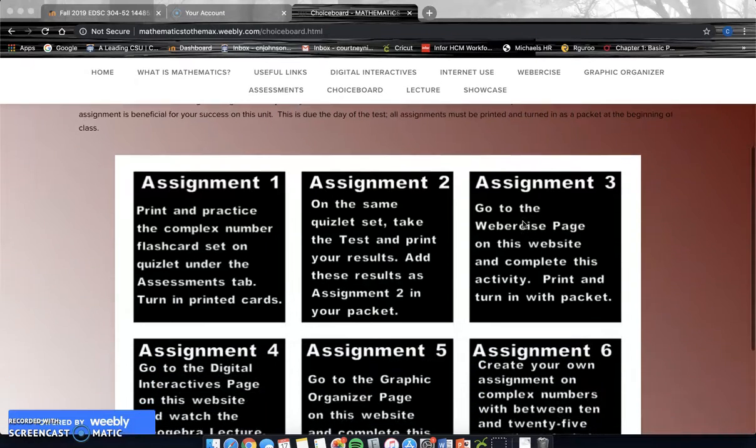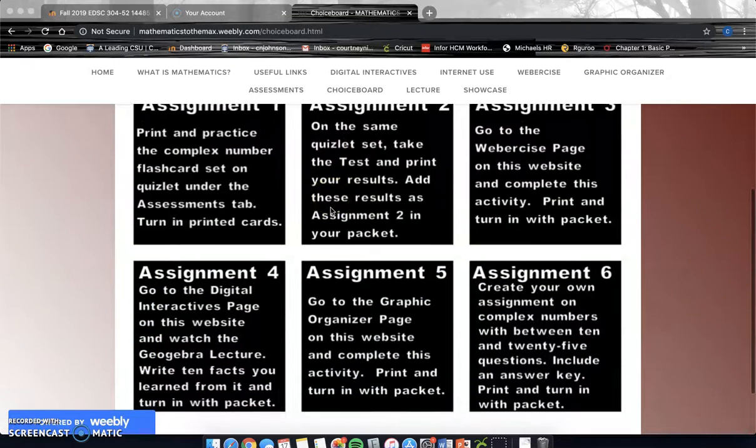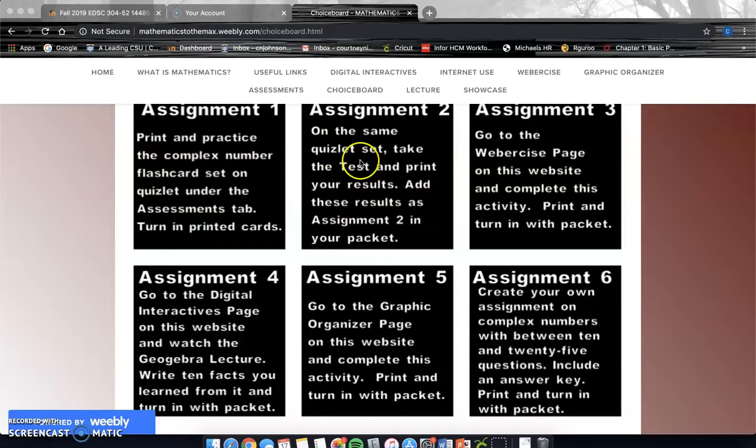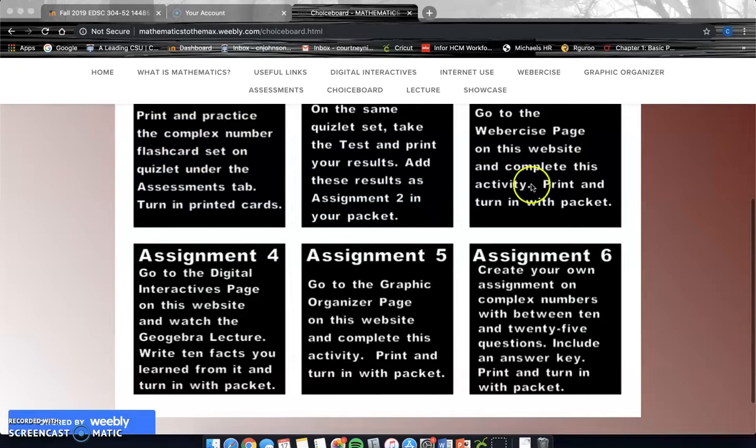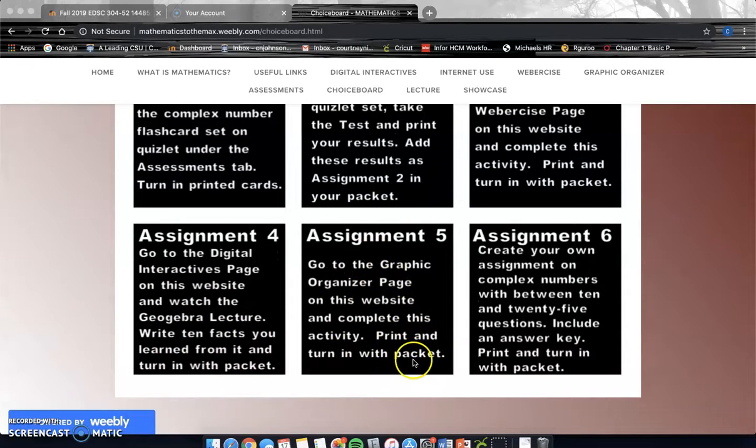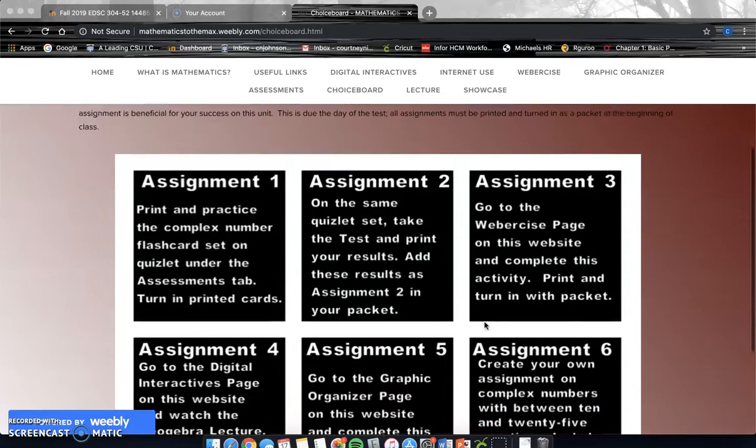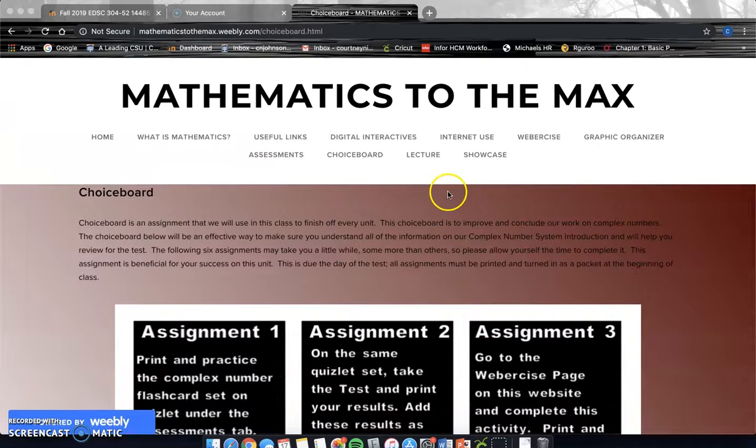Some of these assignments are included in what we've previously covered. So for example, doing the Quizlet set, making a flashcard set and using them, turning in their cards so I know that they've used them, going and doing the Gizmo, going to their Digital Interactives page and watching certain lectures, writing notes on it so I know they actually watched it, along with doing the graphic organizer Venn diagram. And I asked that they create their own assignment between 10 and 25 questions with an answer key so that they can think of the questions in a different way.